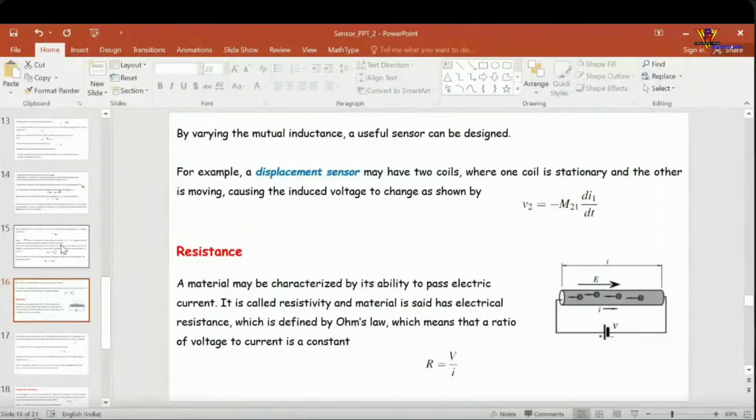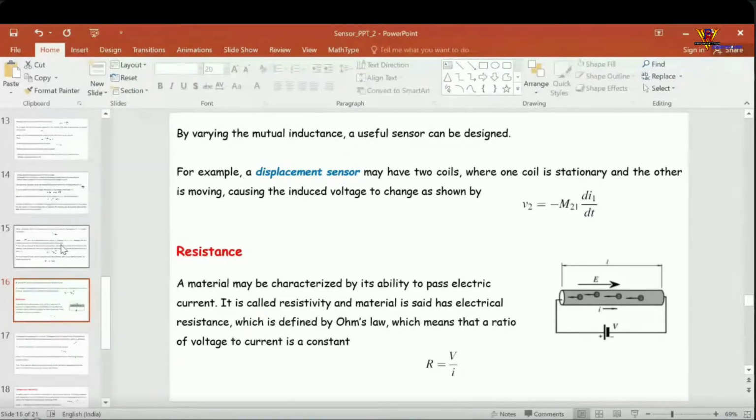Another characteristic is the resistance. Everybody knows what a resistor is. A resistor is an element: if some voltage is applied across it, current starts flowing through it. But that material, connected across the voltage source, provides some hindrance in the flow of the current.